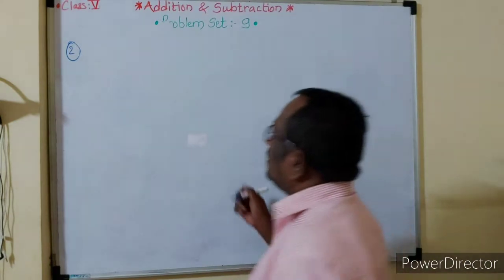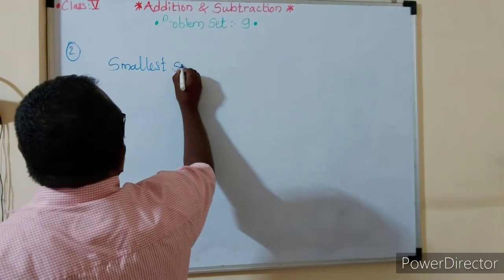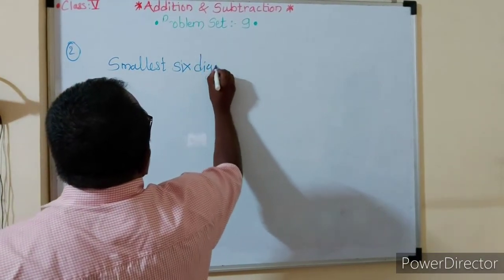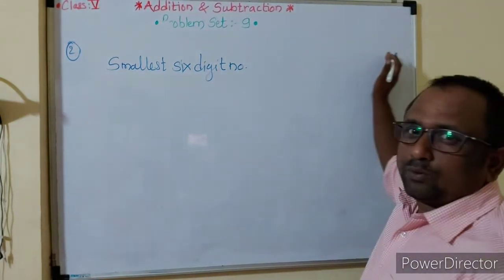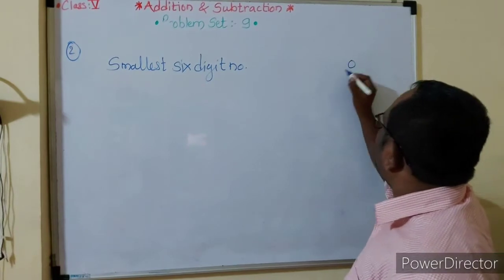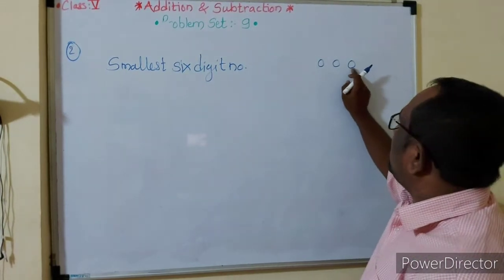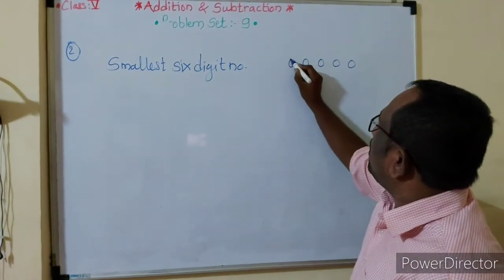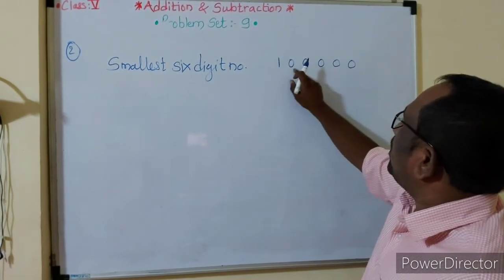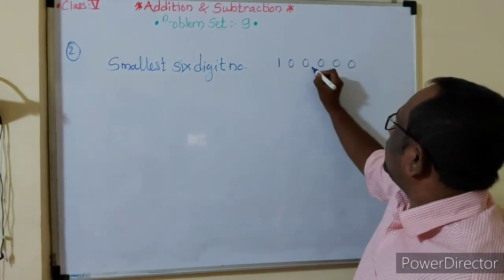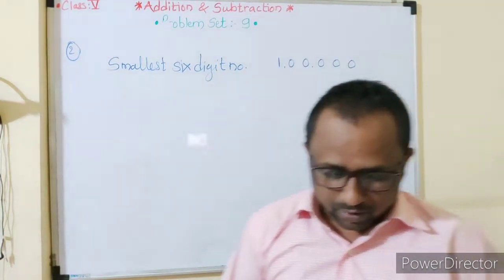We'll write first the smallest 6-digit number. We'll write from the ones place or unit place: 0, 0, 0. For a 6-digit number, 1, 2, 3, 4, 5, 6, the first digit is 1. So if we read here, 1 lakh is the smallest 6-digit number.